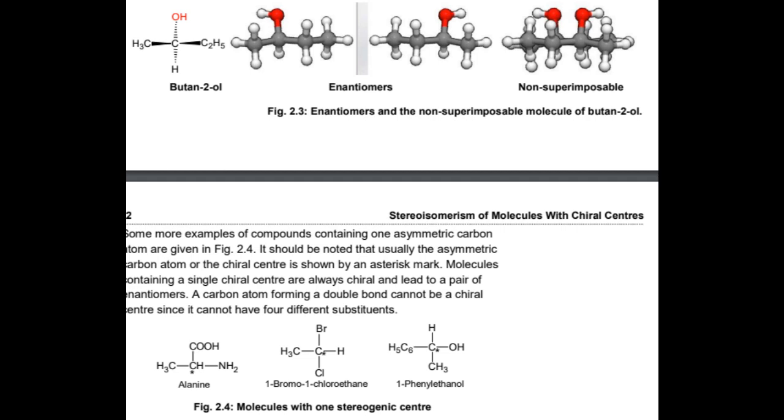Similarly, the isomer which rotates the plane polarized light towards the left side is called levorotatory and is represented by a minus sign or prefixed by the letter L before its name. Lactic acid was the first compound which was studied in connection with optical isomerism. It contains one asymmetric carbon atom and so it exhibits optical activity. The enantiomers of lactic acid and the non-superimposable molecule are shown in Figure 2.2. Figure 2.2, enantiomers and the non-superimposable molecule of L-lactic acid. In lactic acid, the central carbon atom is attached to 4 different substituents, viz.